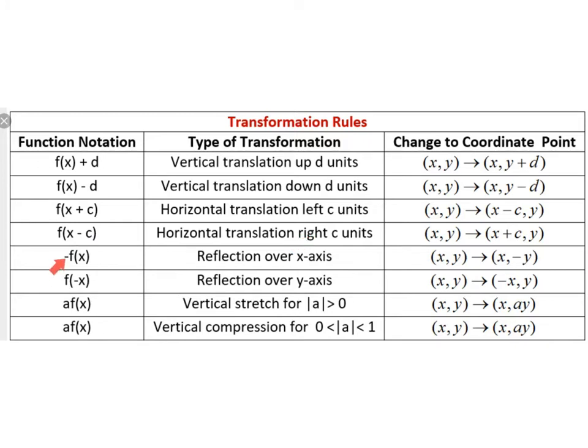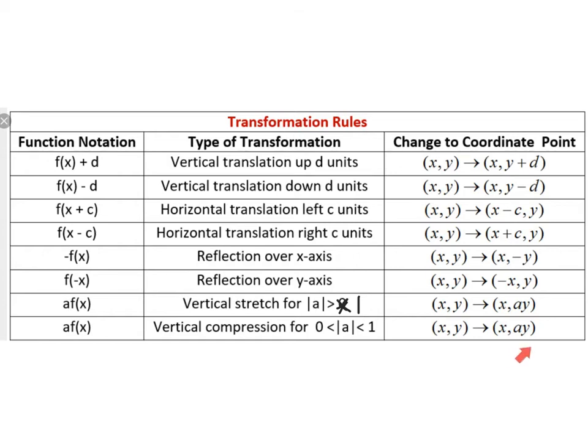This gives us a reflection over the x-axis. This gives us a reflection over the y-axis. And basically, we're going to focus on this. That's not till Math 3. This is a vertical stretch when A is greater than 0. When the absolute value of A is greater than 0, and a vertical compression when it's between 0 and 1. And I think this should say bigger than 1, not bigger than 0. So this should say when the absolute value is greater than 1.